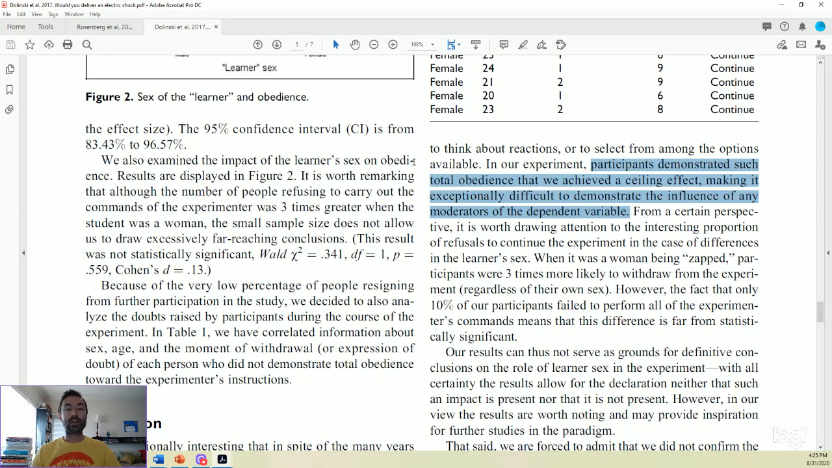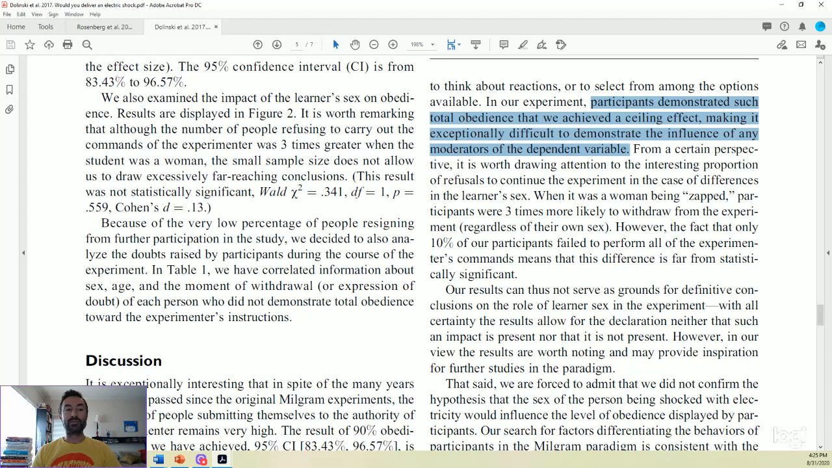The authors then point out the lack of a definitive sex variable influence on obedience. They effectively toss their hands up and say that the results may provide inspiration for further studies in the paradigm. What that says is that I hope that this is interesting to other people, and other people should replicate this study and do it again with a bigger sample size.